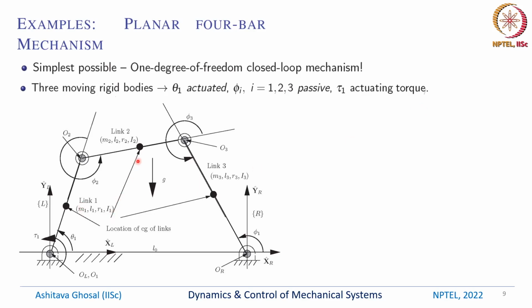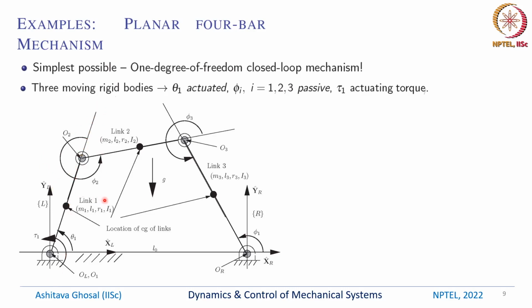Similar to the previous example, for each link we have M1, L1, R1 and I1, and again I1 is the Z component because this is planar motion. For link 2 we have M2, L2, R2 and I2, and for link 3 it is M3, L3, R3 and I3. These angles are given in this form because we are assuming that we are using relative angles. So θ1 is relative to this x1 and φ2 is relative to the direction of the link, and the next link is this.